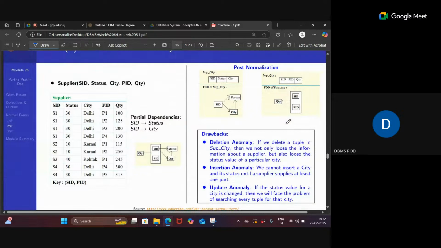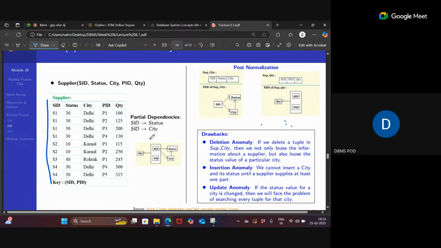Okay, the same example you can see for 2NF only. There is one more example, the supplier relation we have seen previously. It has SID, status, city, PID, quantity. It is in 1NF. All records are unique, and there are no multi-valued attributes.